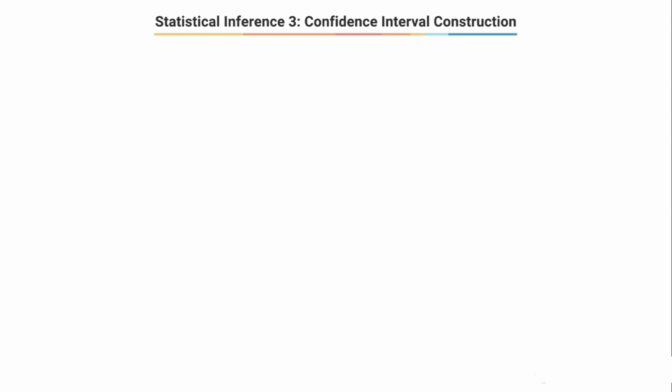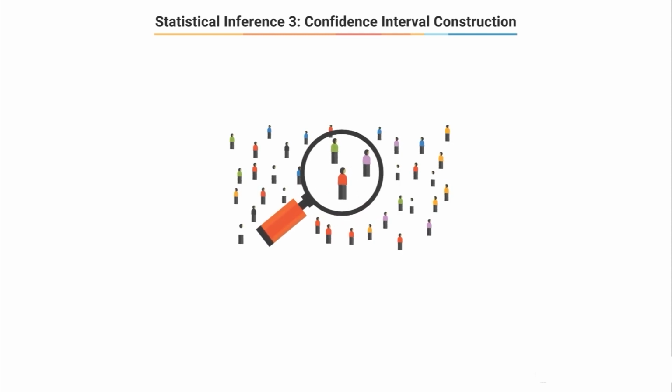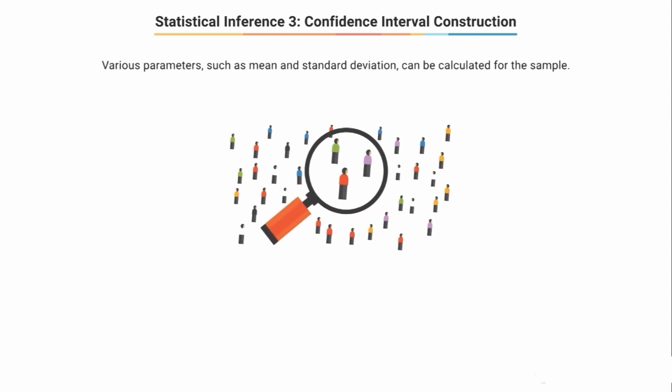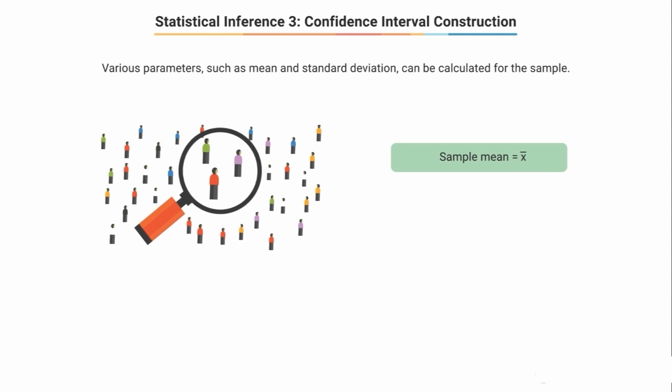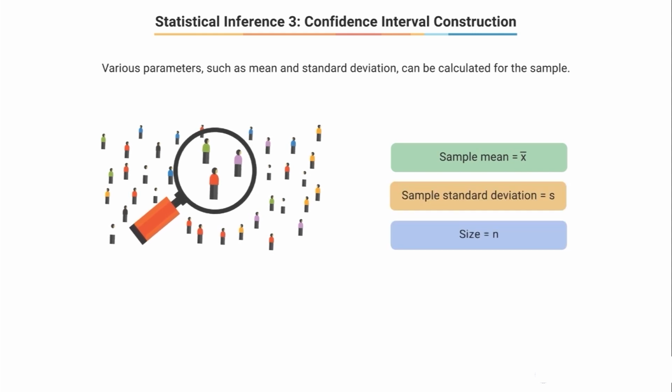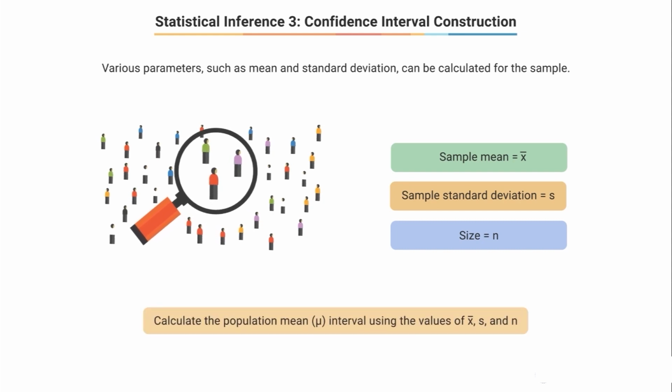So let's say you have selected your sample with a size of small n. Now for this sample, calculating various parameters such as mean and standard deviation is possible. So let's calculate those. Let's call the sample mean x bar, sample standard deviation s, and sample size n. Now remember that we know the values of x bar, s, and n, and using these values, we need to somehow find an interval for our population mean mu.